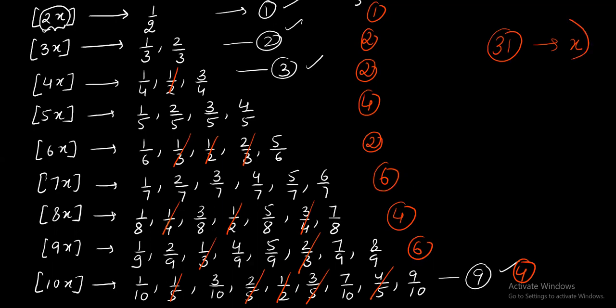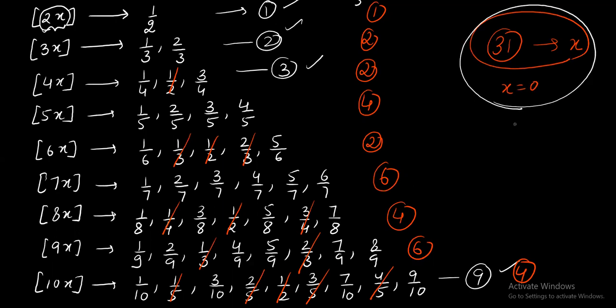Apart from these 31 values of x, we can count x equals 0 as well. Combining these two together gives me a total of 32 values of x at which the function is going to jump. That means the function will change its value. For the remaining values of x, the function will not be changing its value. It will stay as it is.